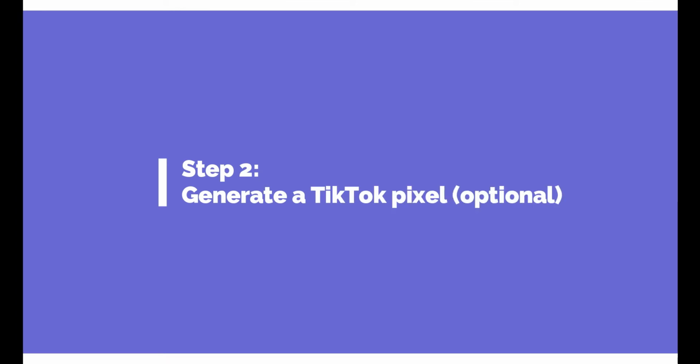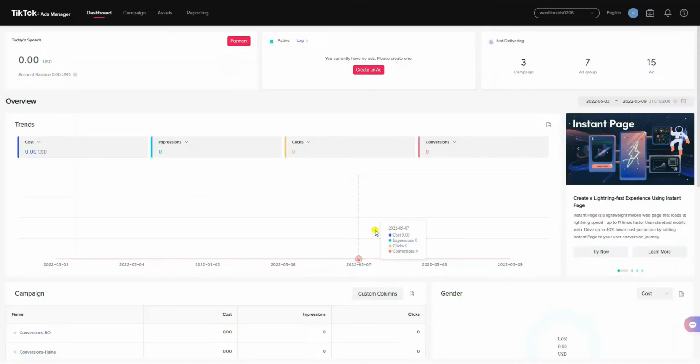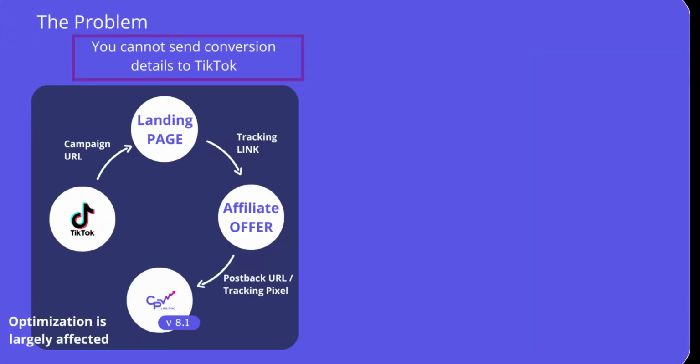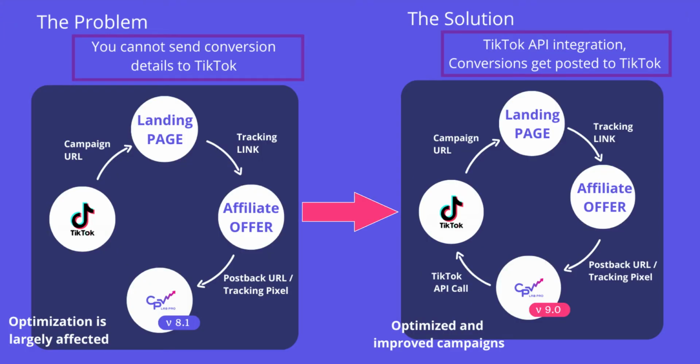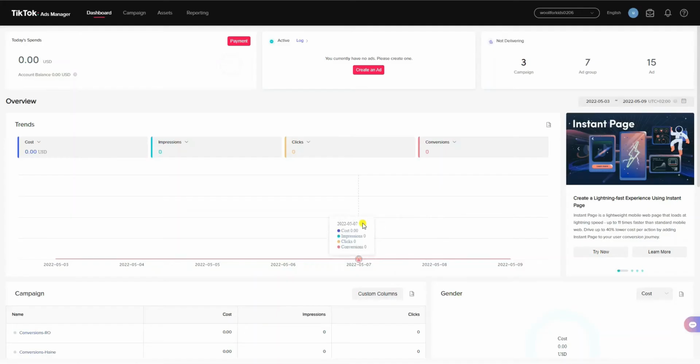This step is optional, but it is recommended in order to allow TikTok to optimize your ad delivery based on conversions received. With CPV Lab Pro, you can pass conversion details from the tracker to TikTok in real time as soon as you get conversions from your offers. The integration is made by using a TikTok web event, also named the TikTok pixel.